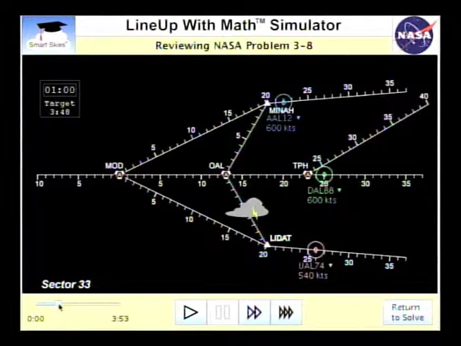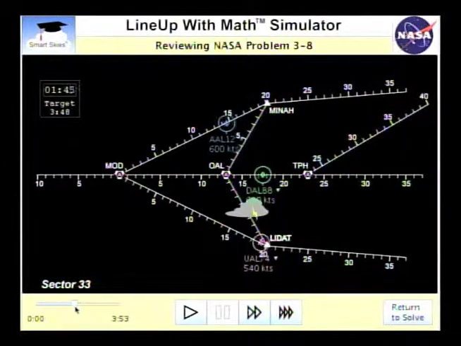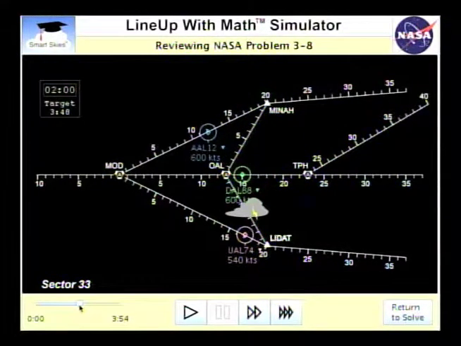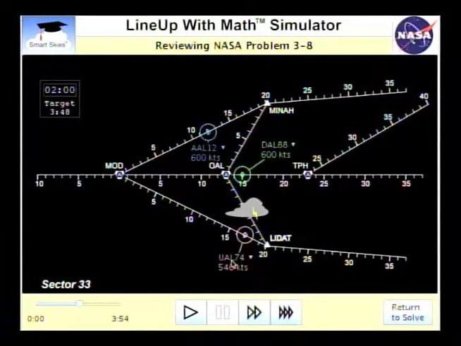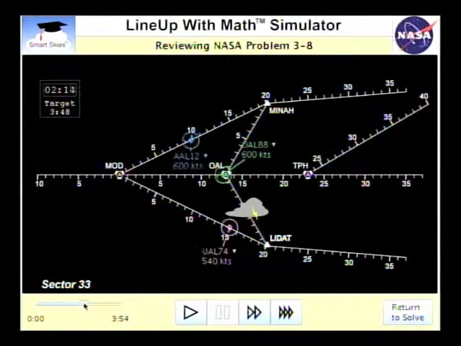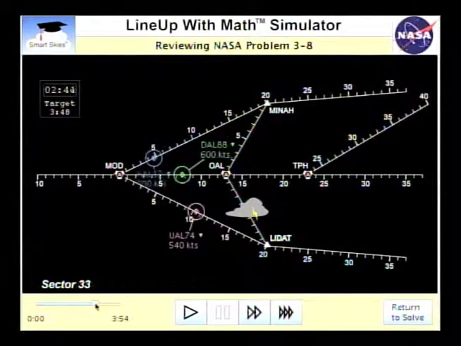Now we drag the time slider until the clock displays 2 minutes. Delta is at 15 and United is at 17. So at 2 minutes, United has fallen 2 nautical miles behind Delta. You may predict that at 3 minutes, United will have fallen behind Delta by 3 nautical miles. Let's verify this. We drag the time slider until the clock displays 3 minutes.